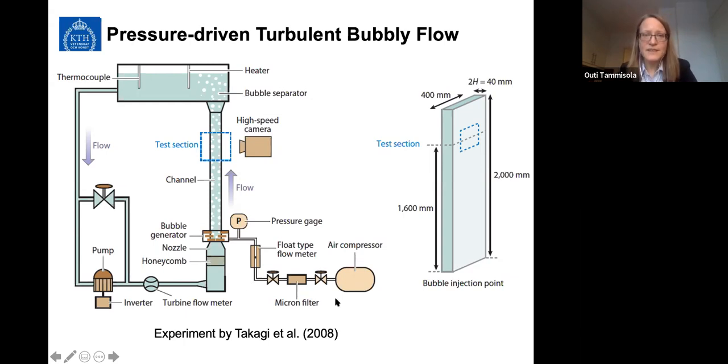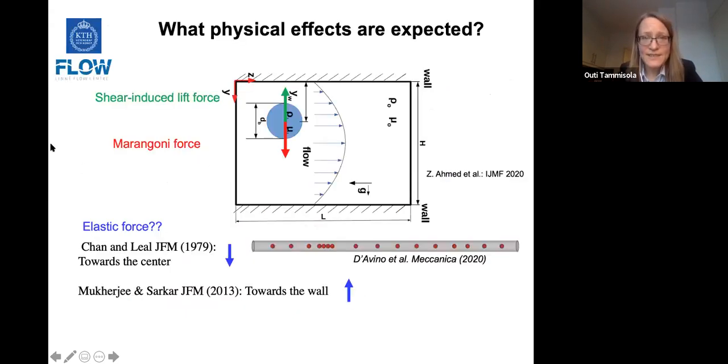And let's just think for a moment what we would expect to happen here. What kind of physical forces do we expect to exist in these simulations before we have done them? So this figure is from an earlier study that we did for one surfactant-laden bubble in a channel. Here we got the result, which is also known, that when the bubble goes in the same direction as the fluid, we have shear-induced lift force, which acts towards the wall. And then we have Marangoni force, which in this case acts towards the center because of the surfactant distribution around the bubble. So this we know from the previous studies.